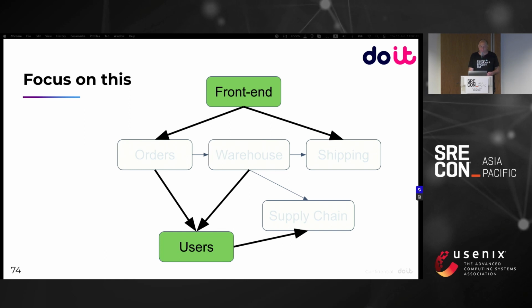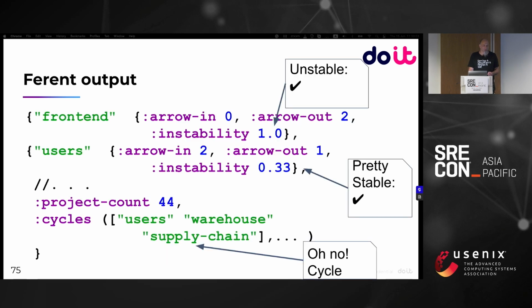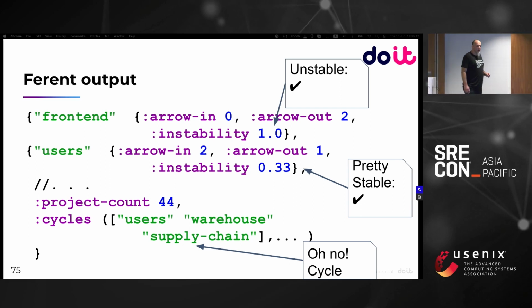We're going to focus on just a simple example where the front end, as we know, can change, and users, which involves IAM, authentication and authorization, really should not be changing. It should really be stable. The output of the Ferent tool is to just look at a very simple stripped-down example. The front end is unstable. Nothing depends on it. Good, good. No one likes something to be unstable, but things do change. Meanwhile, users is pretty stable.